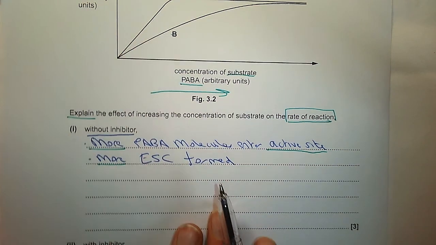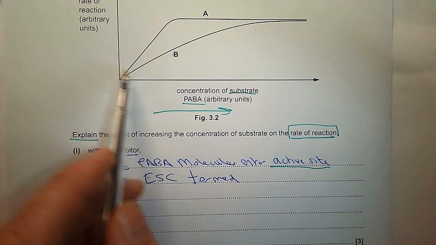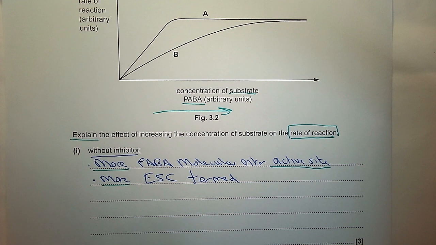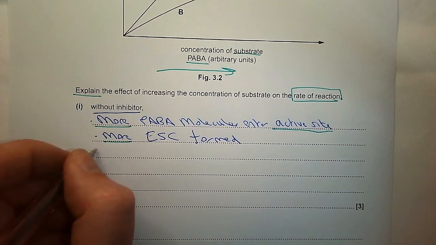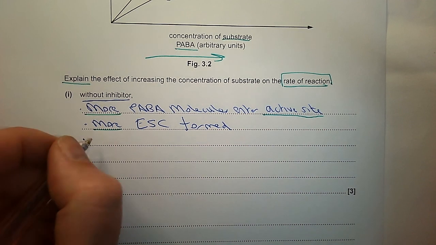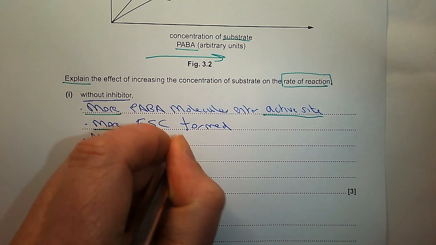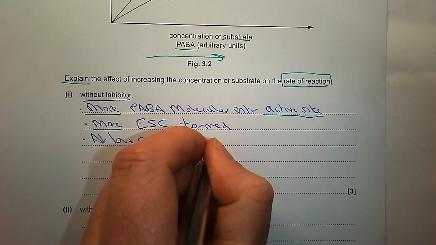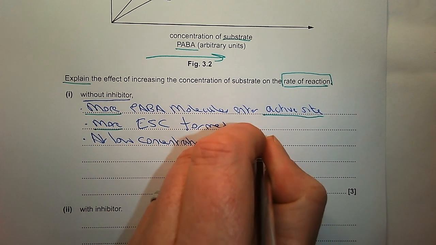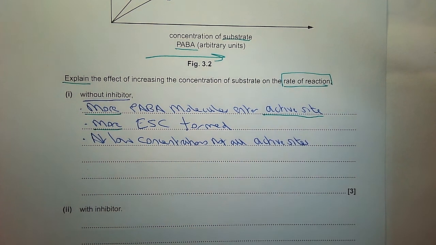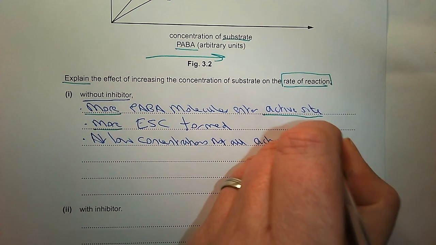Right, if we look at the graph at low concentrations, it's a low rate of reaction, and that's because not all the active sites are occupied. So at low concentrations, not all active sites are occupied.